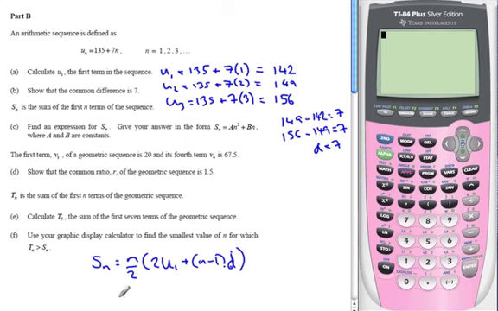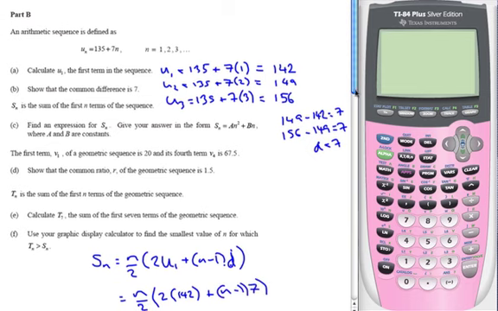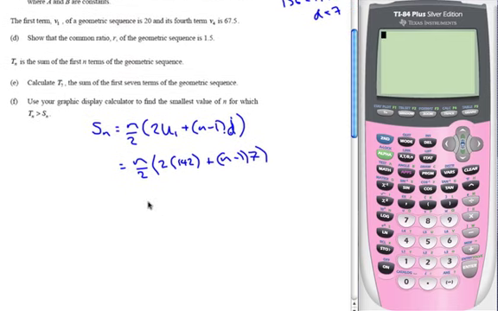Minus 1 D. Alright. Okay, so I can put in some of the things I know here. So I've got n over 2, 2 lots of U1, which is 142, add n minus 1 times 7. Let's just try and work with that a little bit. Okay, so let's say n over 2, 284, add 7n minus 7.